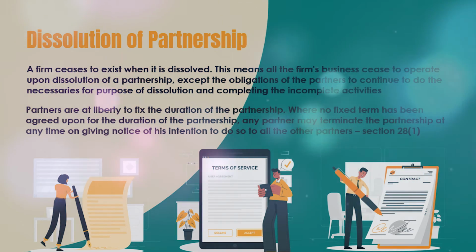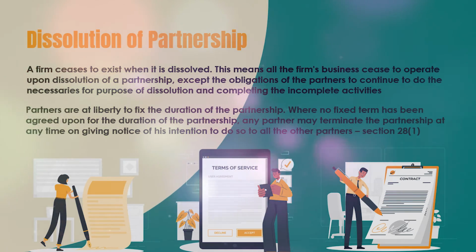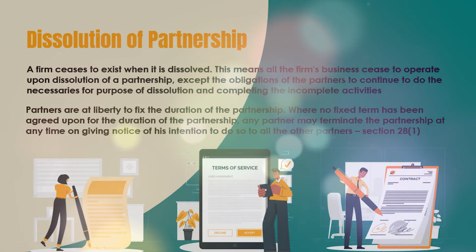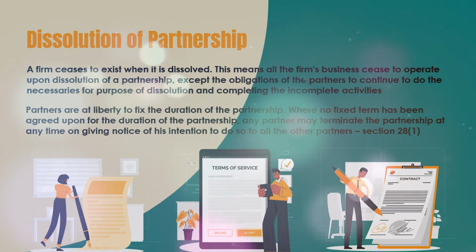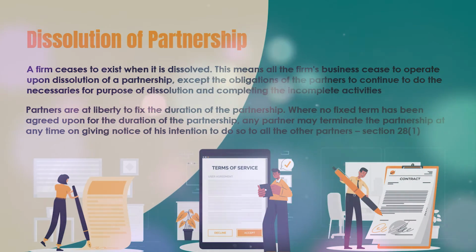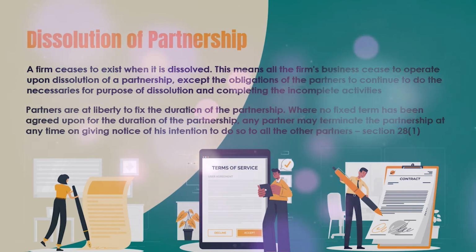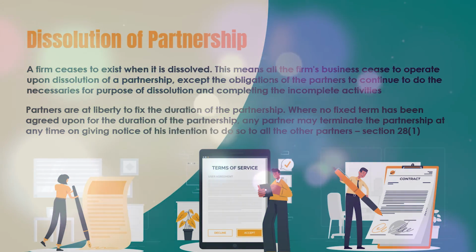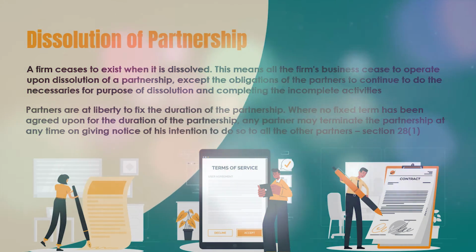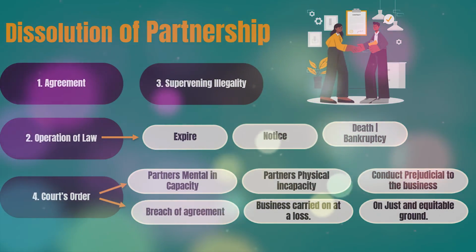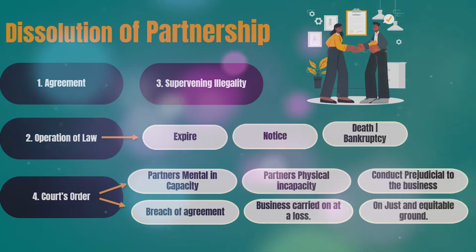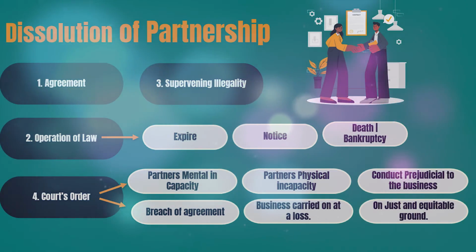Where no fixed term has been agreed upon for the duration of the partnership, any partner may terminate the partnership at any time on giving notice of his intention to do so to all the other partners, as explained in Section 28, Clause 1. There are several ways in which a partnership may be terminated or dissolved. We are going to look at more details on this below.